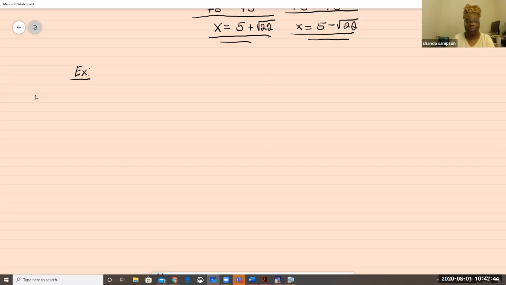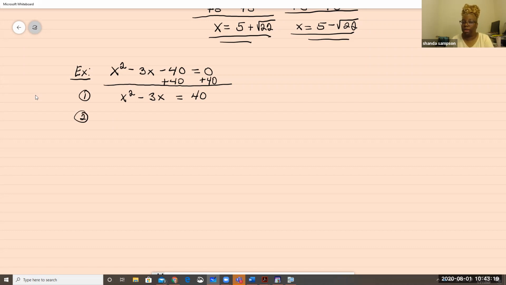So how about x squared minus 3x minus 40? Okay? Same first step, since we have to put our constant on the other side, plus 40, plus 40. X squared minus 3x is equal to 40. Okay? Now, the next step is, remember, take b and divide it by 2 and square it.